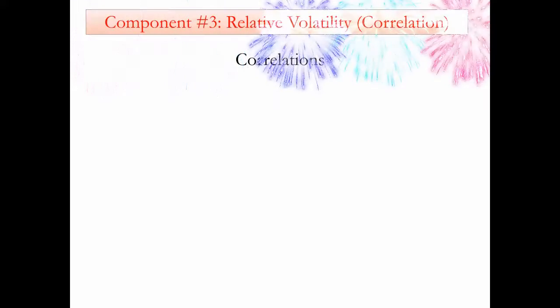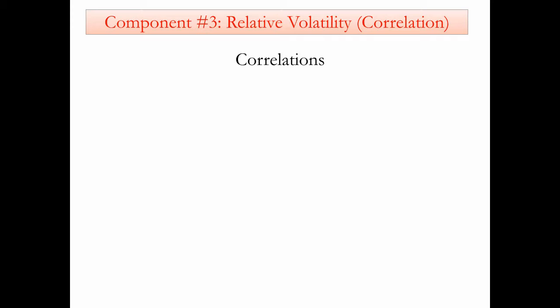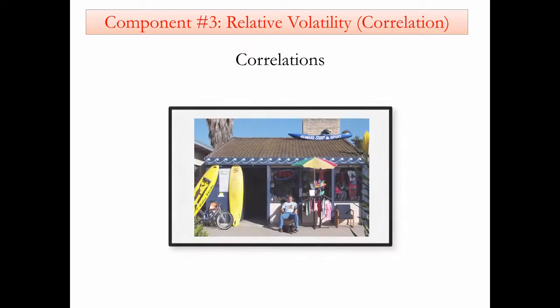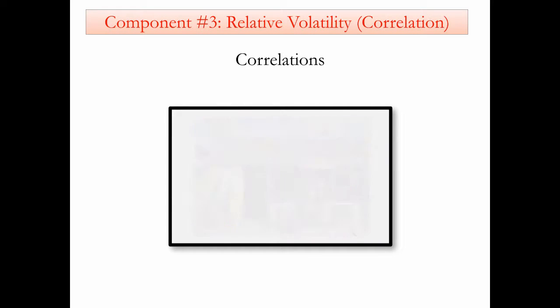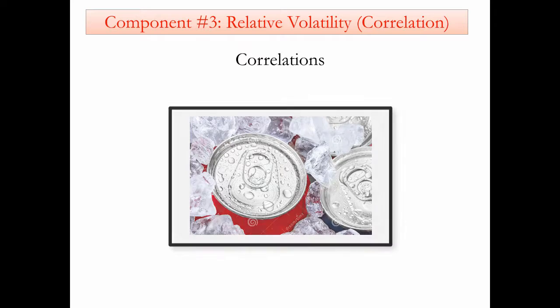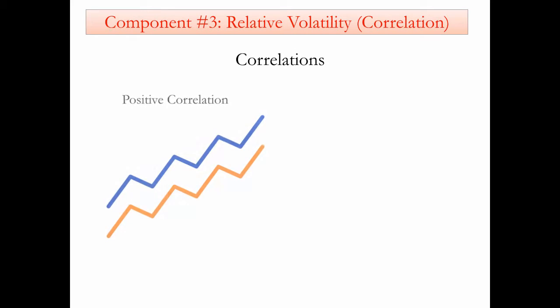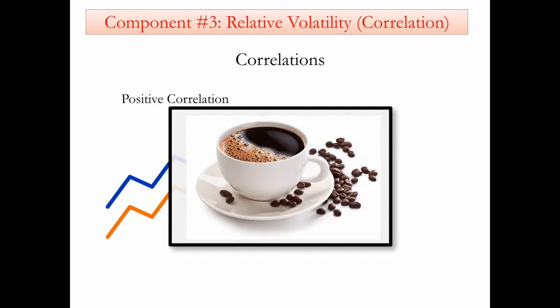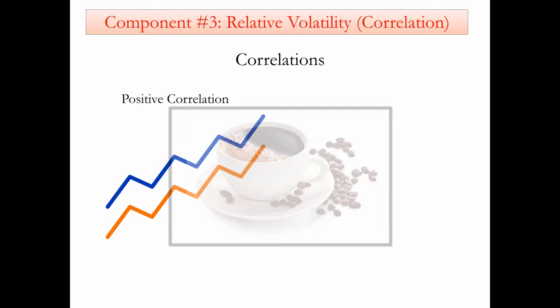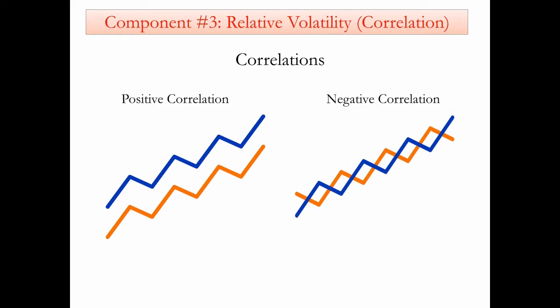Now let's look at component number 3, relative volatility or correlation. How about an example to get at the meaning of correlation? Say you run a beachfront store in Florida. On warm, sunny days, you sell lots of ice-cold soda. Warm temperatures and soda sales are positively correlated. Soda sales and temperature move up and down together, and one predicts the other. On the other hand, on cold, rainy days, you sell lots of hot coffee. Warm temperatures and coffee sales have negative or weak correlation. As one goes up, the other goes down.